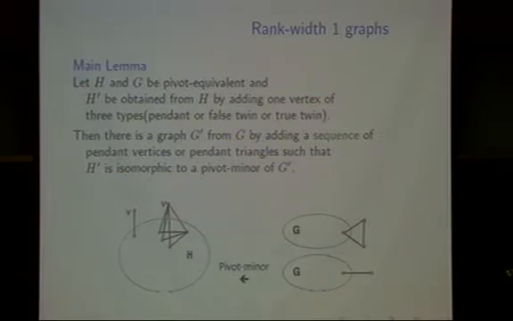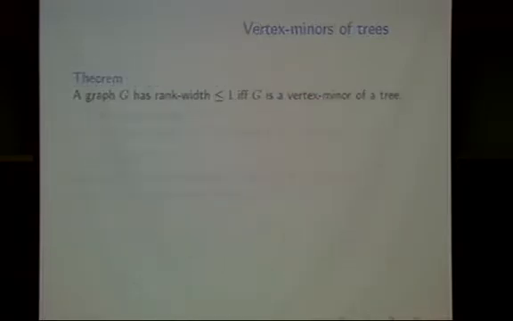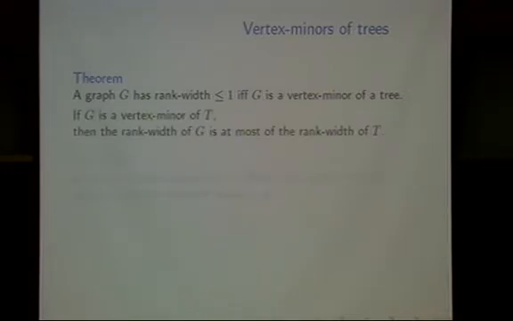We give the proof of the main lemma. This is what we want to prove: G has rank at most 1 if and only if G is a vertex minor of a tree. Looking at the if part, since a tree has rank at most 1, and if one graph is a vertex minor of another graph T, then its rank is at most that of T. So the if part is obvious.